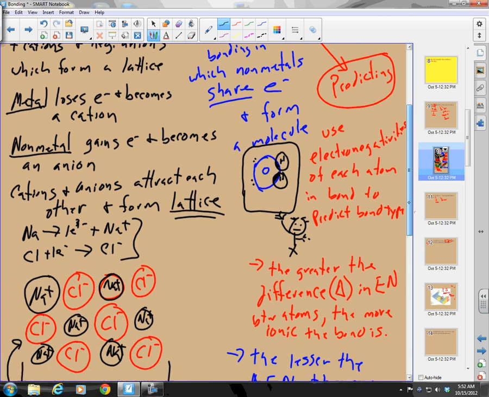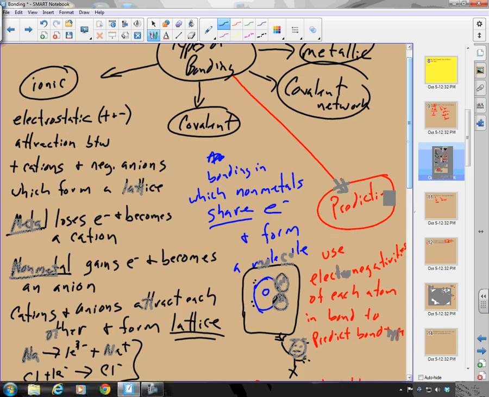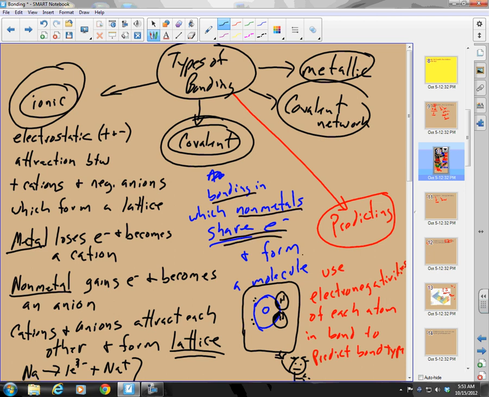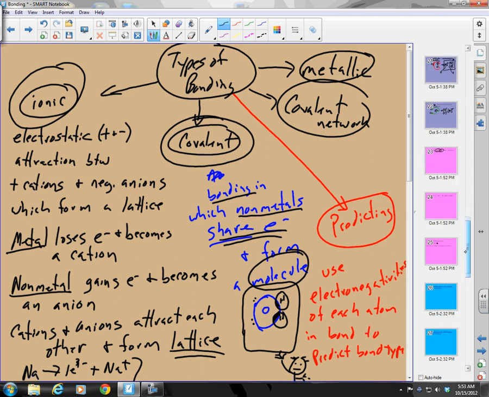Okay, so we have types of bonding, right? And we talked about ionic. And now we're going to talk a little bit about covalent. And just to remind ourselves, what is covalent bonding? It's bonding in which nonmetals share electrons and form a molecule. Good. So let's go back to our question.